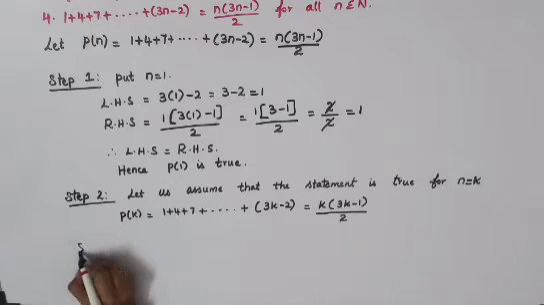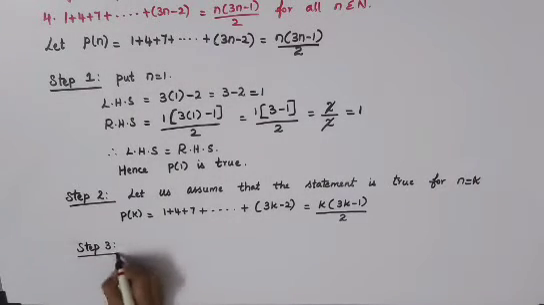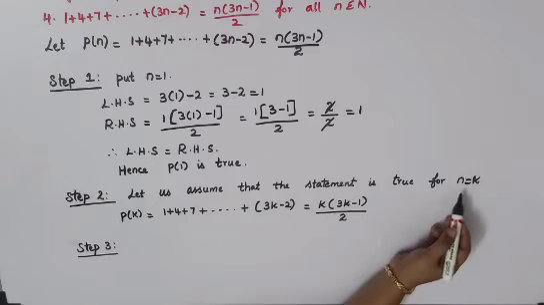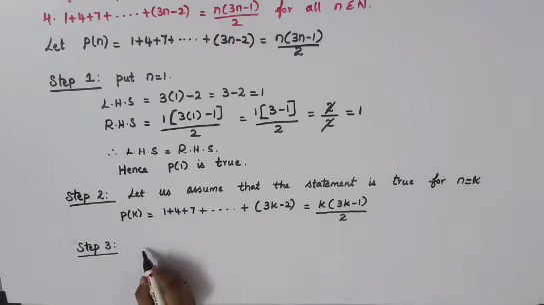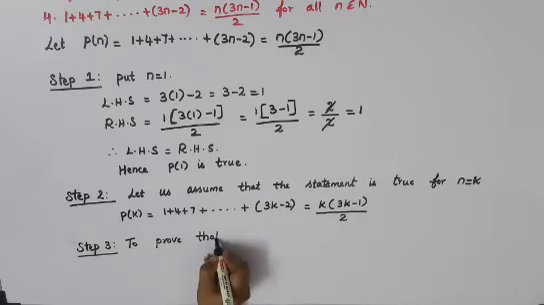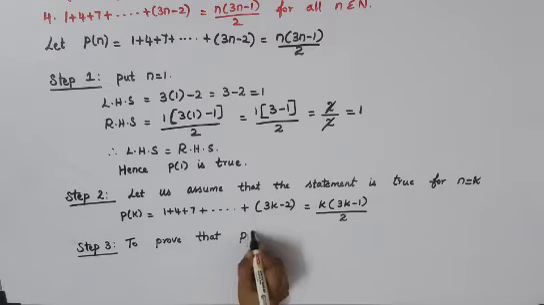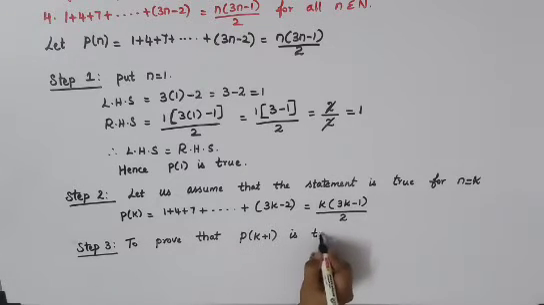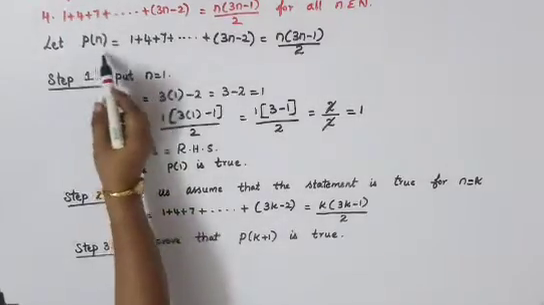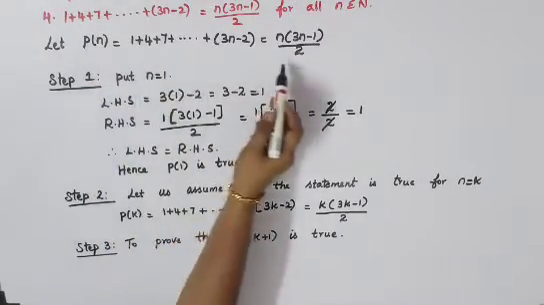So step 3 is, so we'll have to prove for k plus 1. Okay, so for k you are assuming the answer is proved, then you'll have to prove it for, to prove that P of k plus 1 is true. So now in your P of n, just put k plus 1. Wherever n is there, put k plus 1.